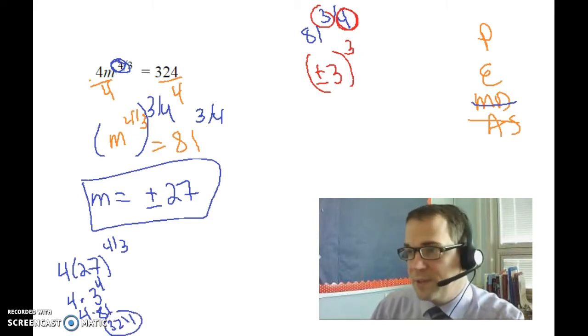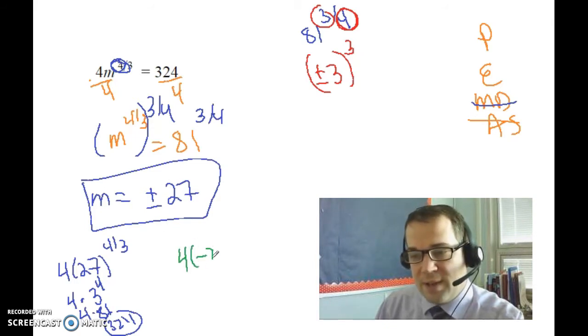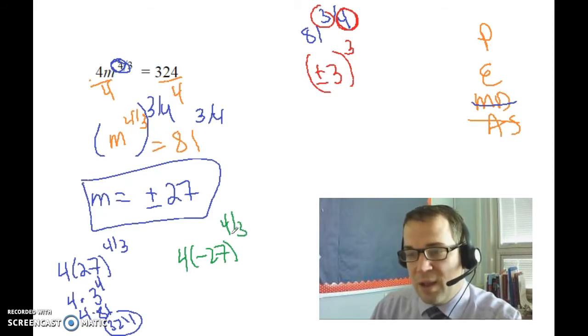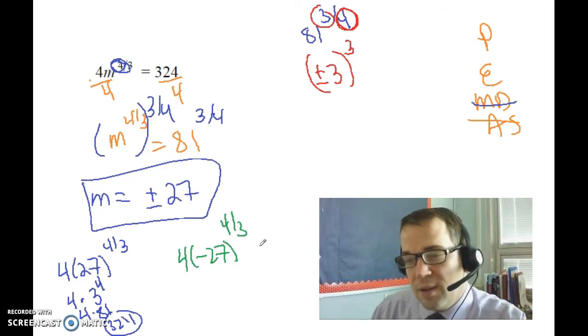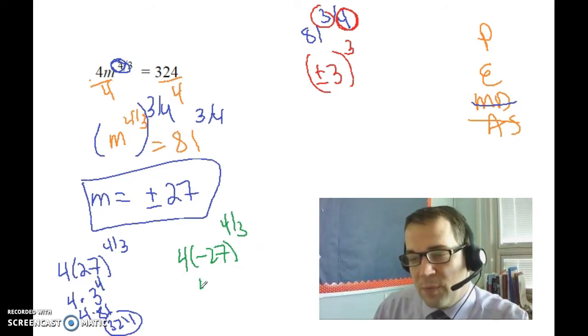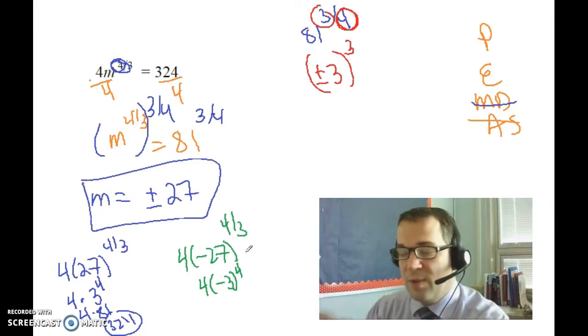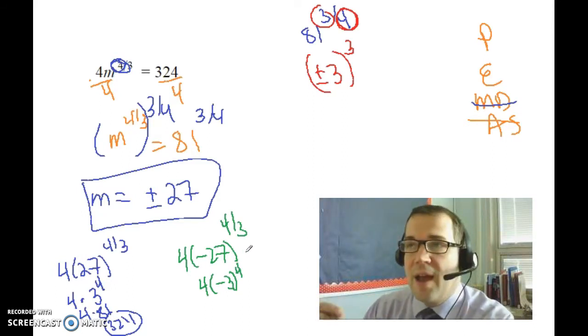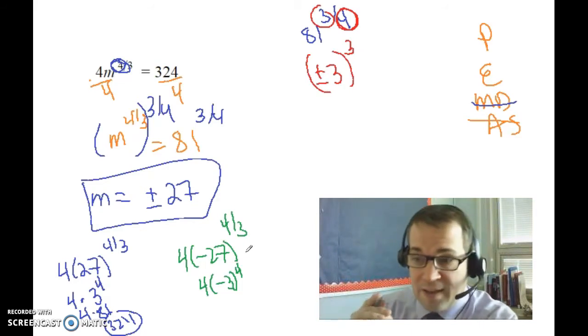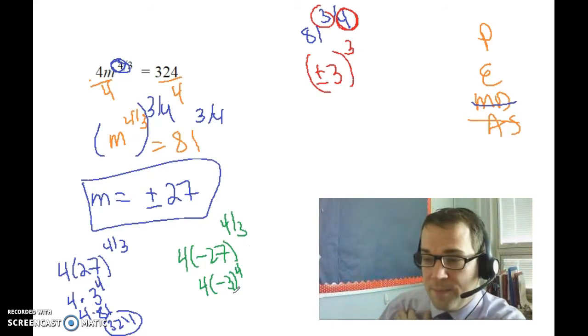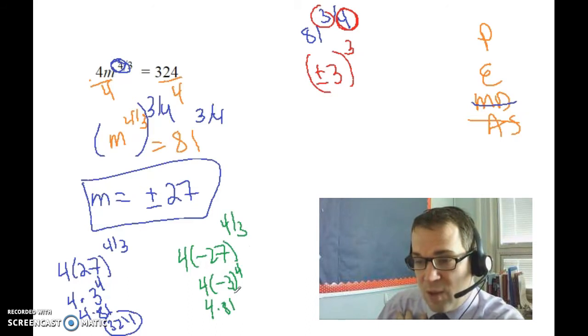So the positive 27 works. As far as negative 27 goes, I have 4 times -27 to the 4/3. So I'd look at this 3 and say, what multiplies by itself 3 times to make -27? And that would be -3. So I'd have 4 times -3 to the 4th. If I take -3 times itself 4 times, I get a positive answer, and in fact, I get a positive 81. So I get 4 times positive 81 again, which of course is 324.